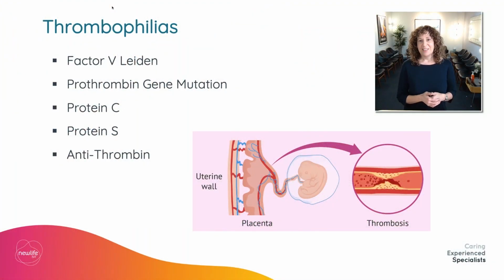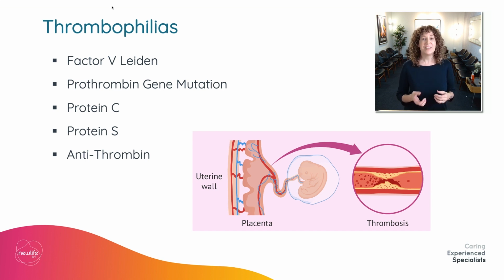Thrombophilias. Basically, this is a very long word to say blood clotting tendencies. There are quite a lot of them. I've listed some of the more common ones that we can test for: factor V Leiden, prothrombin gene mutation, protein C, protein S, antithrombin. So these are little factors that are in your blood which might make your blood a little bit more likely to clot.